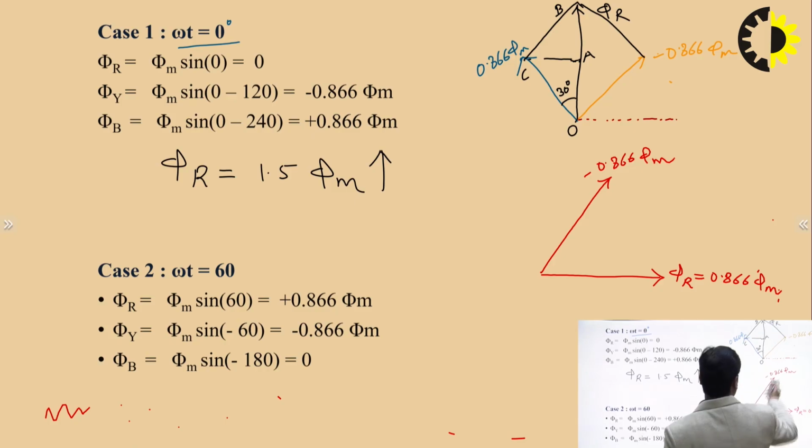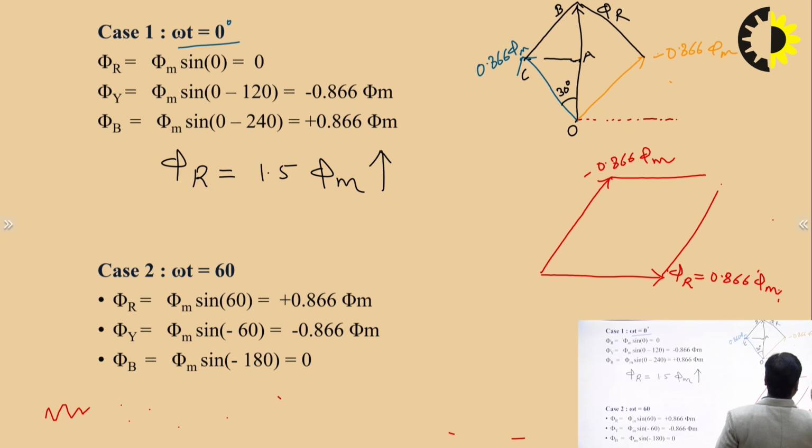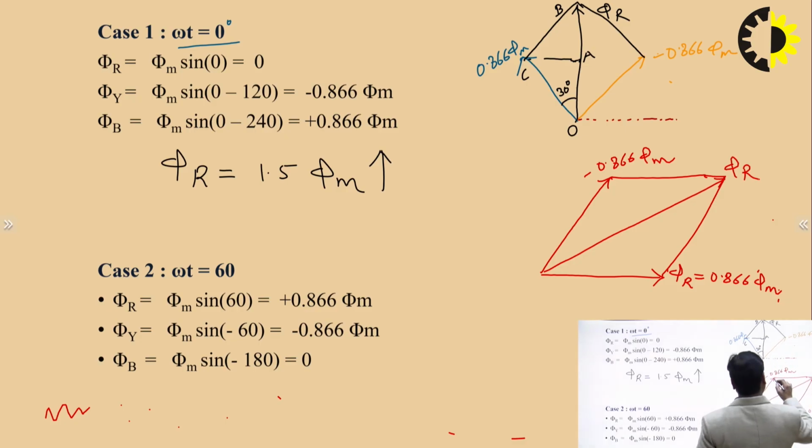This is the phi m, and if you take the resultant of both, here the phi b is 0, so it will be like this. This is the resultant flux. Now you can name them. It is O, A, B and C.